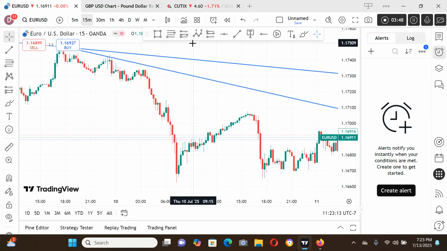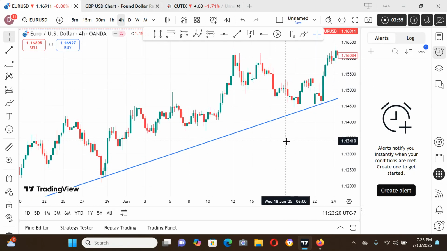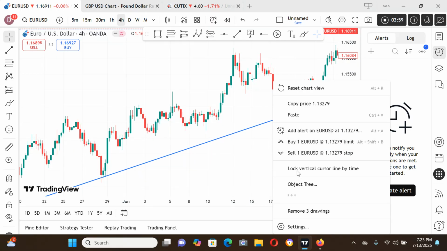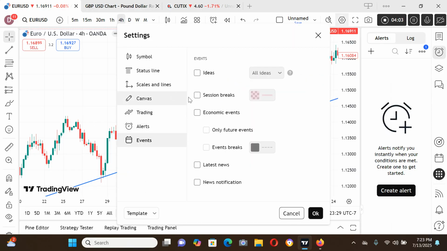The strategy I normally use is, every Monday I go to 4 hour time frame. Once I go to 4 hour time frame, I look for session break. I go to settings, I click session break, then I click OK.